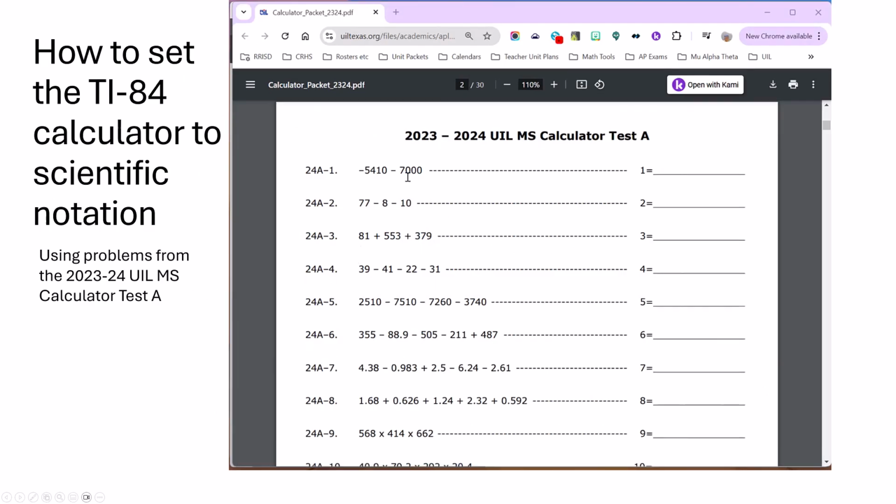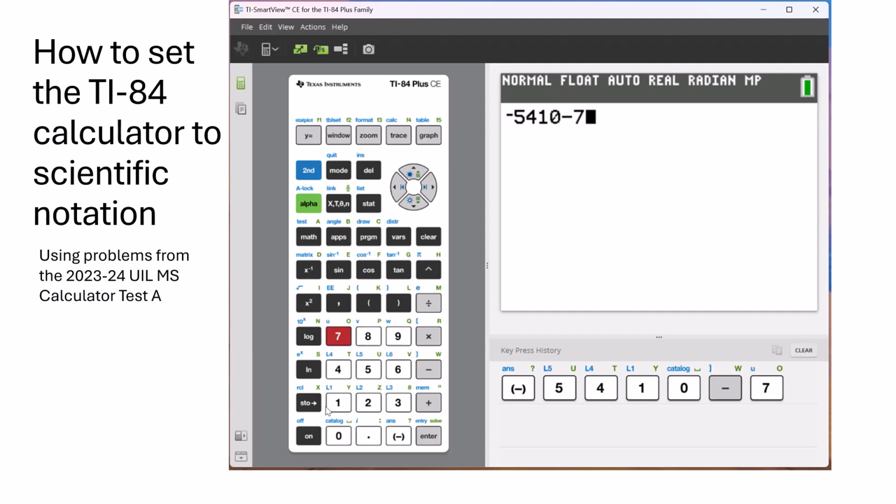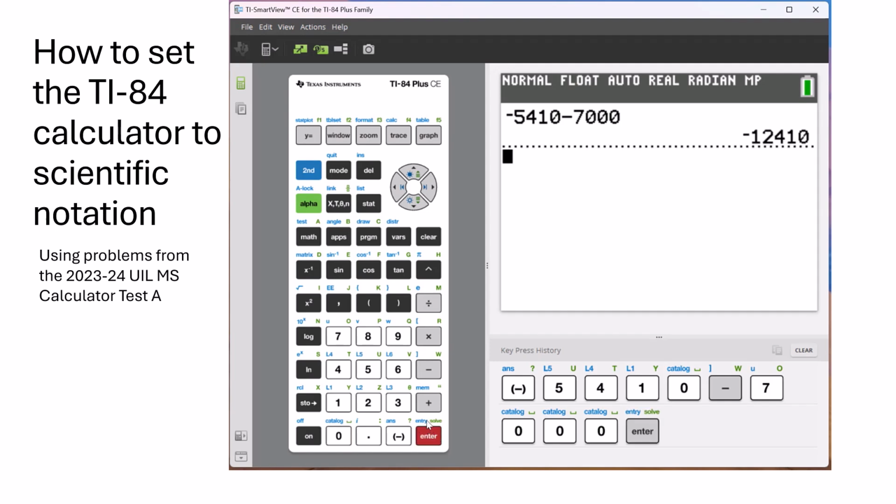Let's look at the first problem, and it's negative 5,410 minus 7,000. So if you're using the calculator, and again, I shared the link with you so you can have a printout of this problem with you. First of all, don't hit the minus button, hit the negative button, and then you have 5,410 minus 7,000. I'm going very slowly because I'm using a computer calculator.